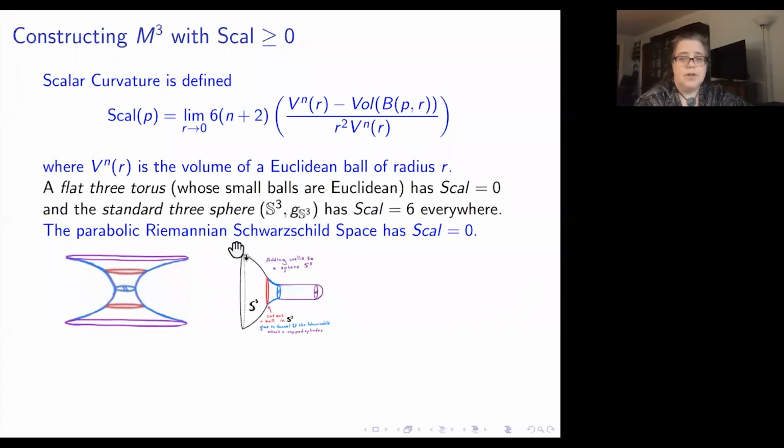For example, you could take a three-dimensional sphere and cut out a ball. Glue in this part of the Schwarzschild space, running from the red to the blue neck point, then glue a cylinder here, and then glue a cap. The cylinder has positive scalar curvature, the cap has positive scalar curvature, the sphere has positive scalar curvature, and the Schwarzschild part has 0 scalar curvature.